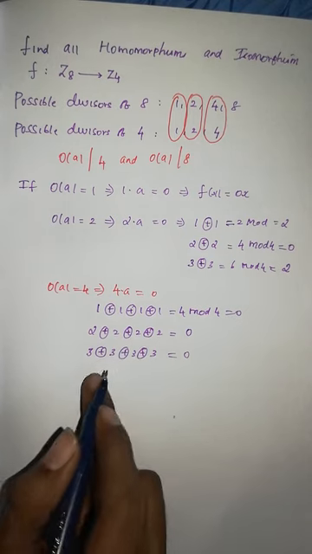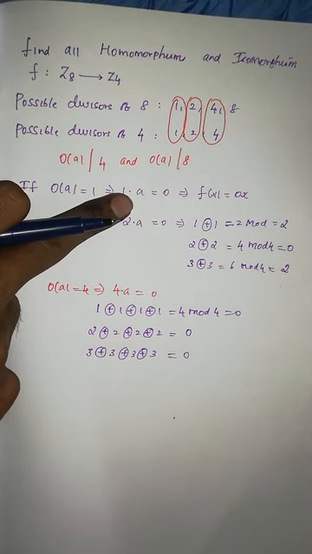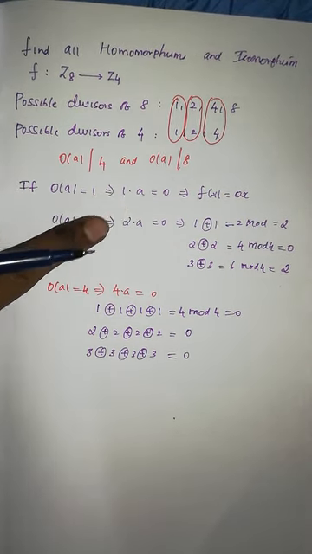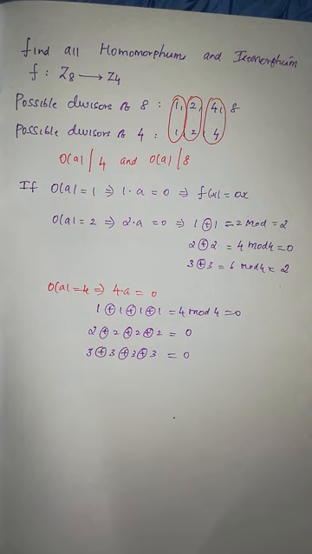Now for 0, we have already written the trivial homomorphism. So we no need to add 0 plus 0 plus 0 plus 0, because it is already done here. So we no need to add 0 four times. We obviously get 0 as the answer.